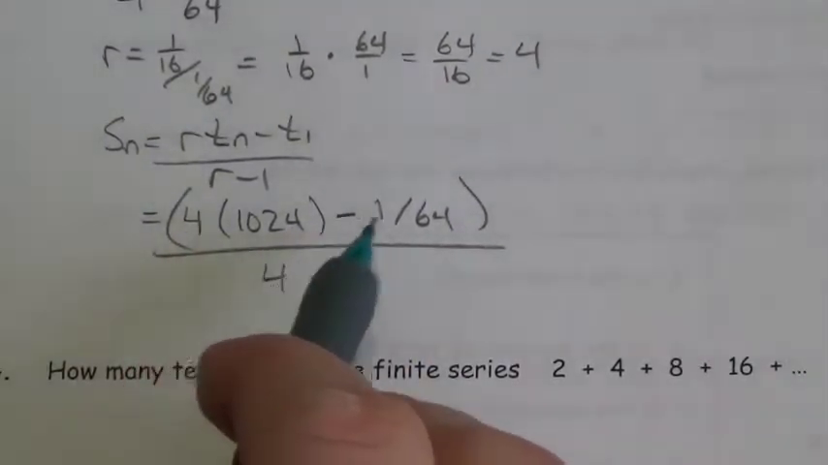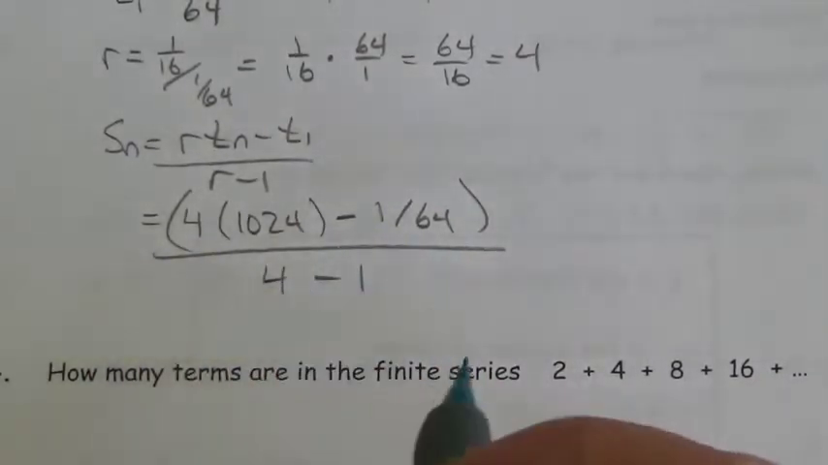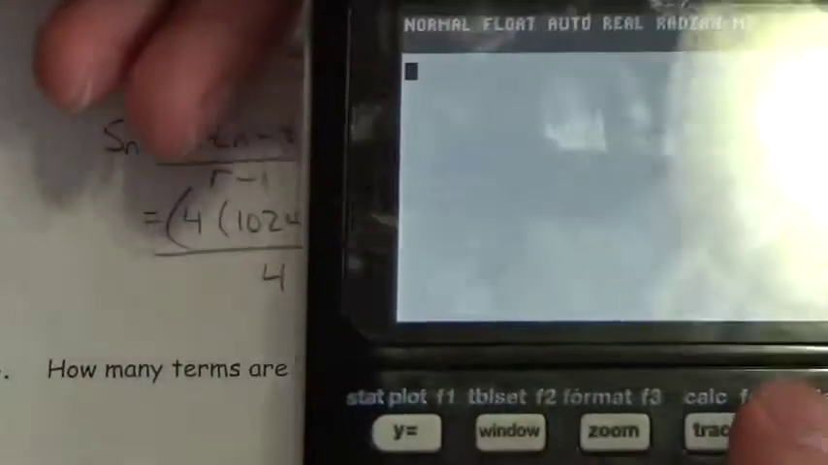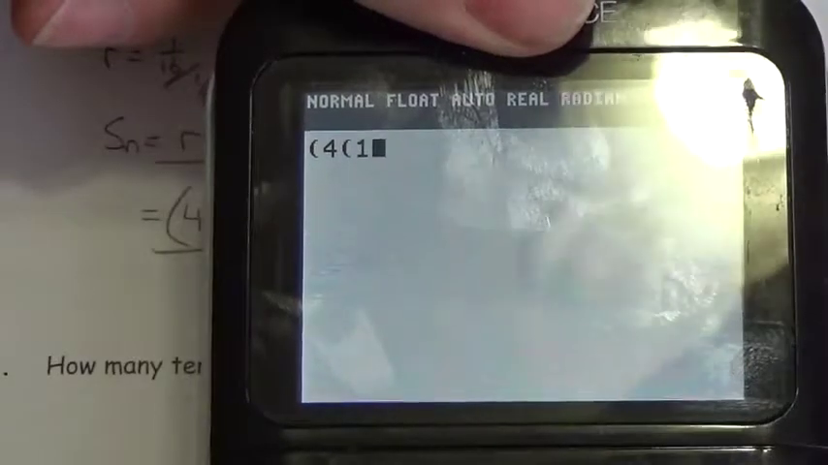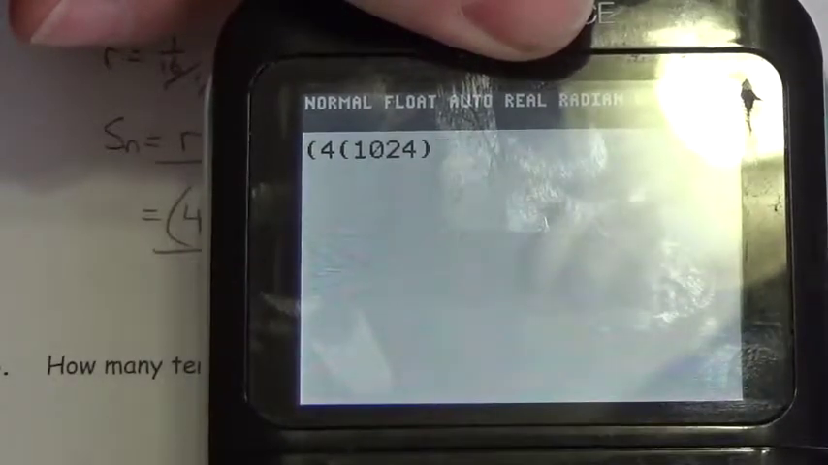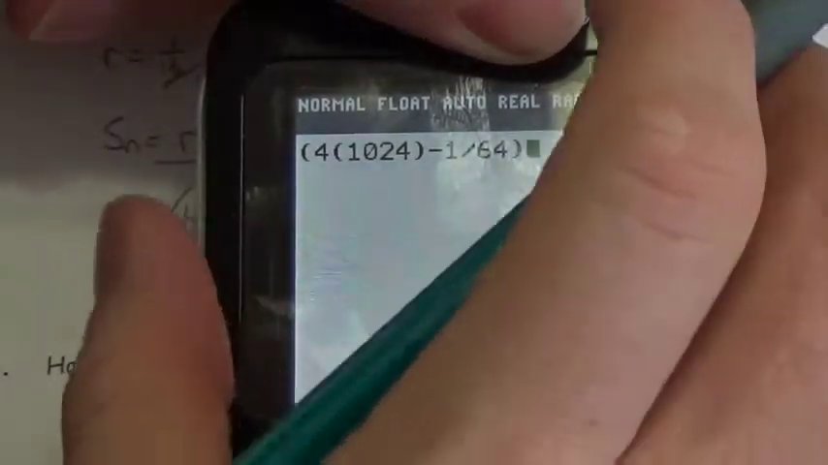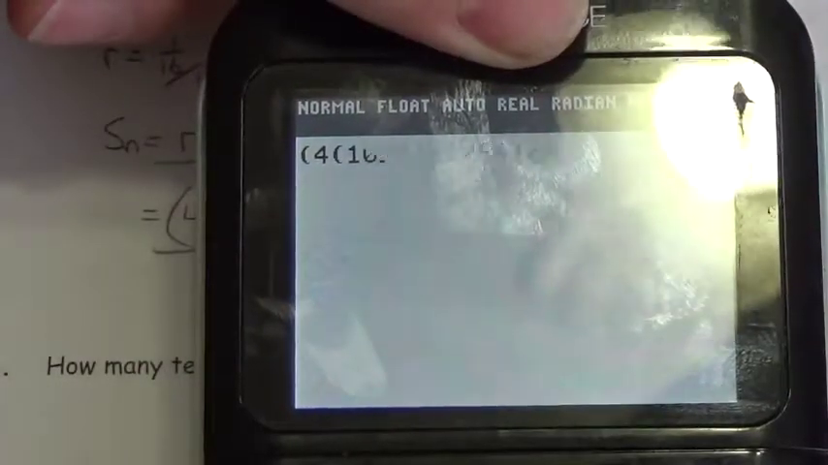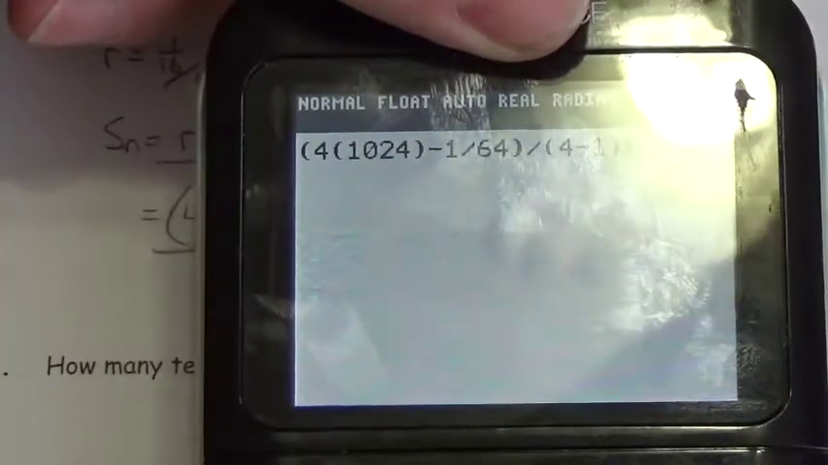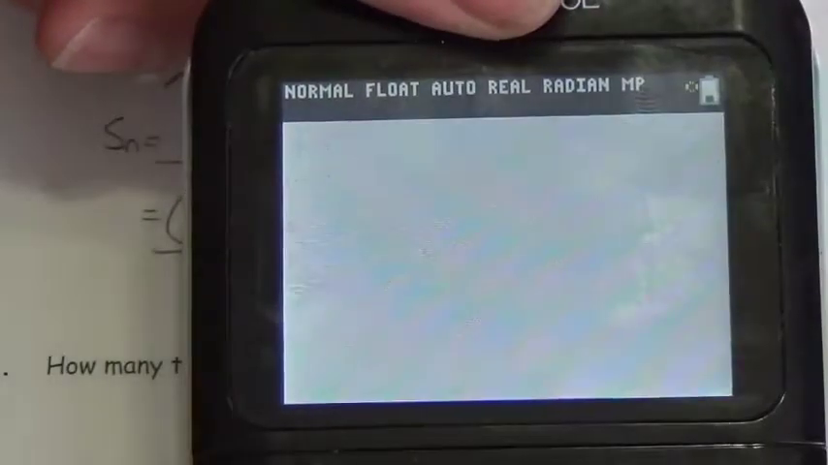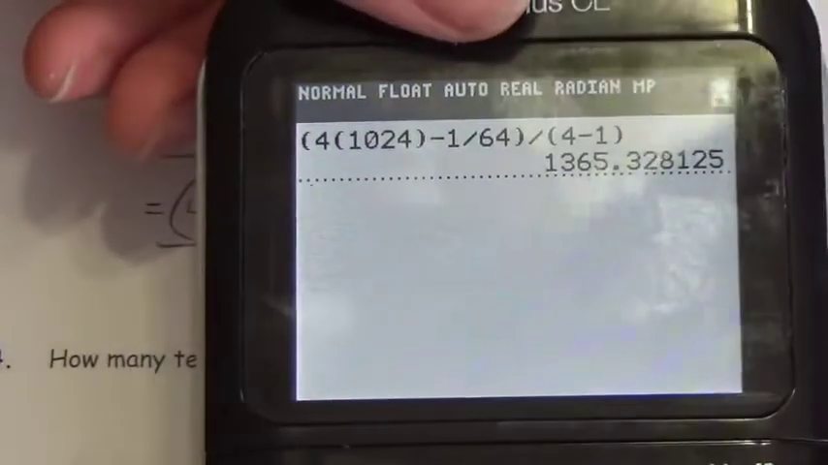So Rtn minus, T1 over R minus 1. Let's go to the calculator here. So in parentheses, 4 multiplied by 1,024 minus 1 divided by 64. Now closing brackets for the numerator, divided by, I'm going to open brackets for that denominator again, 4 minus 1. Didn't really need to do that. I could have done that in my head, but anyway. Press enter. Okay, and we're getting this weird sort of a decimal here.